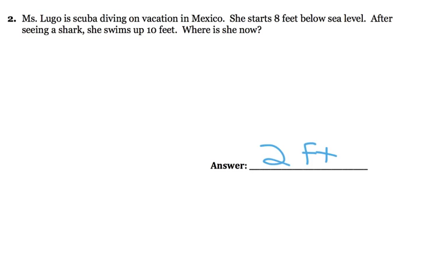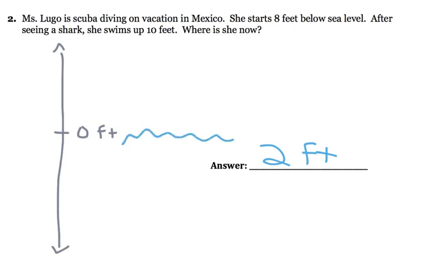Ms. Lugo is scuba diving on vacation in Mexico. She starts 8 feet below sea level. After seeing a shark, she swims up 10 feet. Where is she now? So another context we learned about integers is sea level. So 0 is like where the ocean is, 0 feet. And then a positive number means it's above sea level, and a negative number would be below sea level.